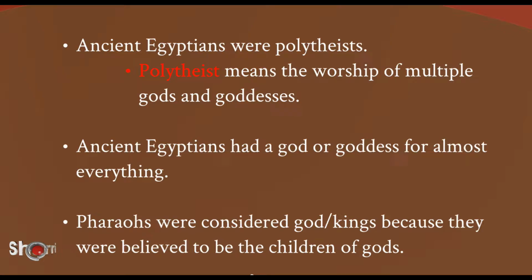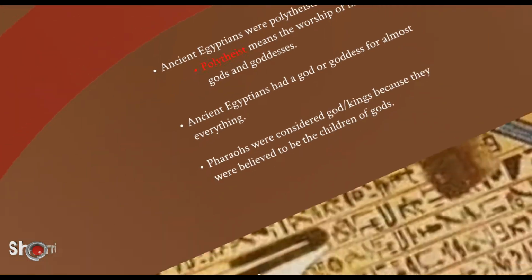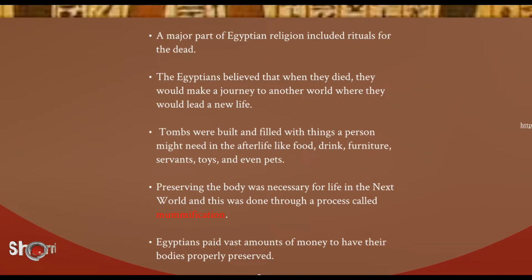Ancient Egyptians were polytheists. Polytheist means the worship of multiple gods and goddesses. Ancient Egyptians had a god or goddess for almost everything. Pharaohs were considered god kings because they were believed to be the children of gods. A major part of Egyptian religion included rituals for the dead.